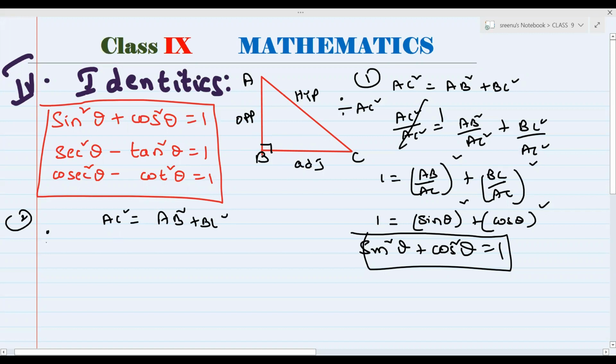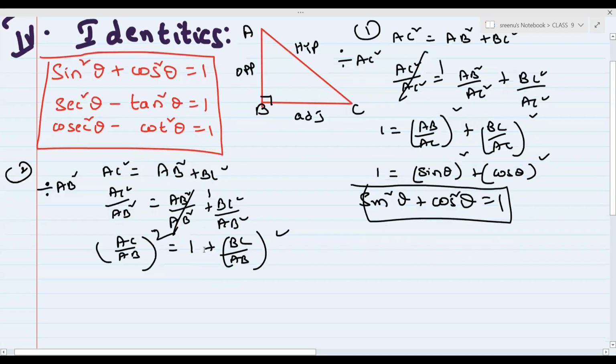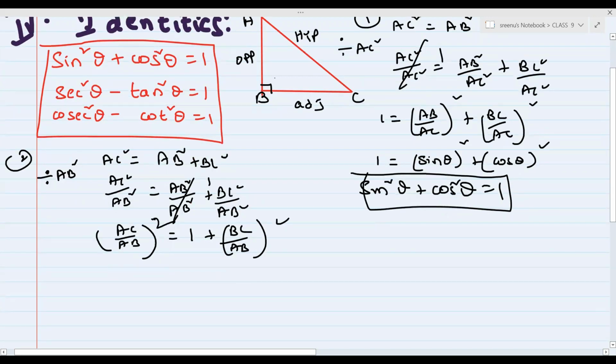Now divide with AB square. AC square by AB square, AB square by AB square, BC square by AB square. This is 1. AC by AB, 1, BC by AB. AC by AB value, how much? Hypotenuse by opposite. What is that answer? AC by AB. Perfect.